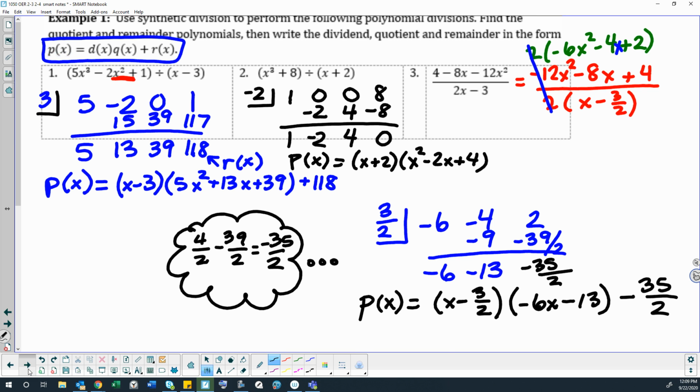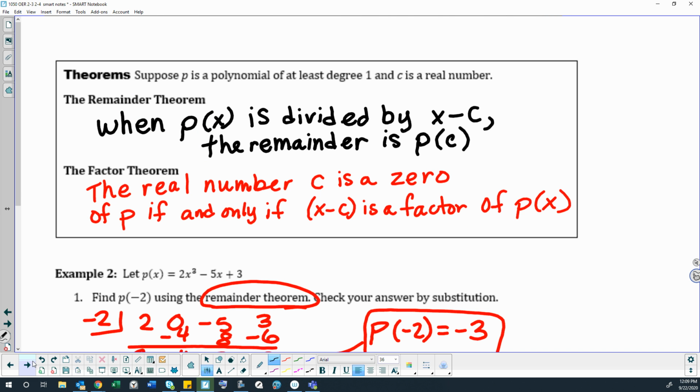All right, next thing to do here, looks like I already have this written in, so maybe we'll just use this. Okay, theorem. Suppose P is a polynomial of at least degree 1 and C is a real number. So the remainder theorem says when P of X is divided by X minus C, the remainder is P of C. I realize this is in kind of math language and it's hard to understand what we're trying to say, so don't worry. We will look at this in just a second to understand what it's saying and why it is awesome.